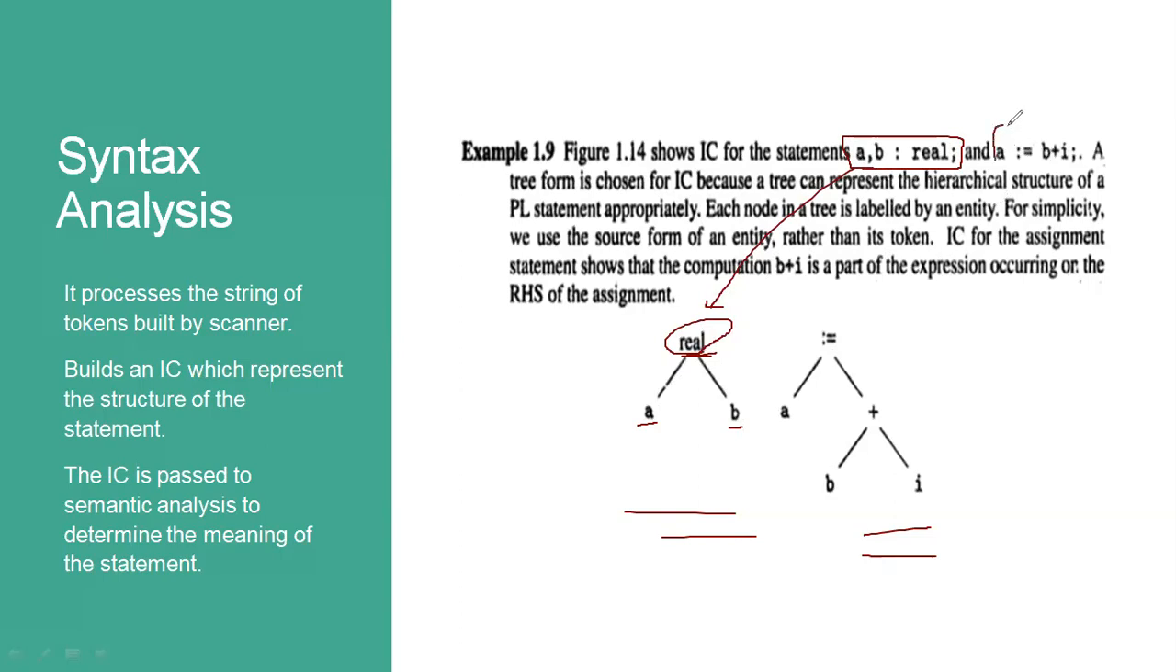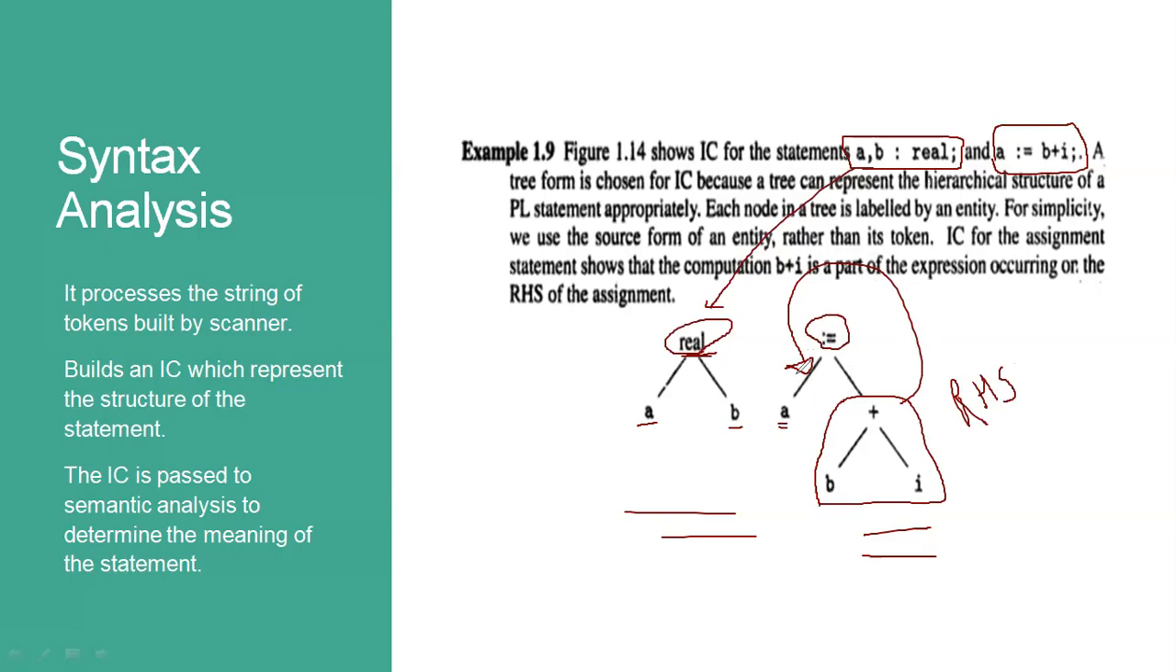Next statement is A is equal to B plus I. So here equal to is given as a root node. A equal to B plus I. So this is RHS. This is RHS. So RHS is assigned to the LHS, that is nothing but to the A. So this is how the syntax analysis is performed.